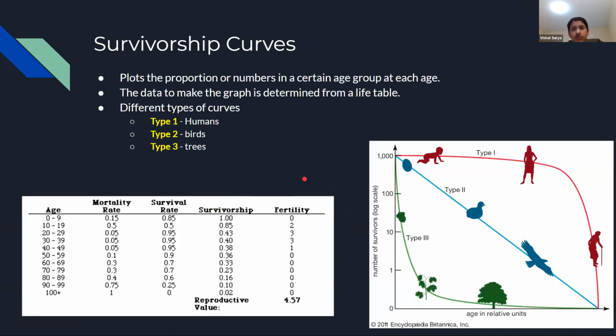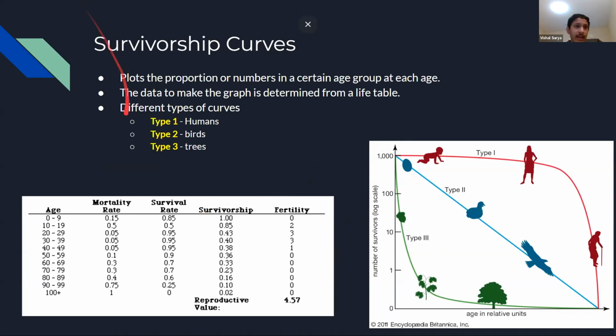Okay, so a bit more into populations. Let's talk about how the population size changes over time and the demographic of it. So this is survivorship curves and life tables. The survivorship curve is seen on the right. It's sort of like a graph, and it plots the proportion or numbers in a certain age group at each age, or numbers of individuals surviving. And the data to make this type of graph is determined from a life table, which is right here.